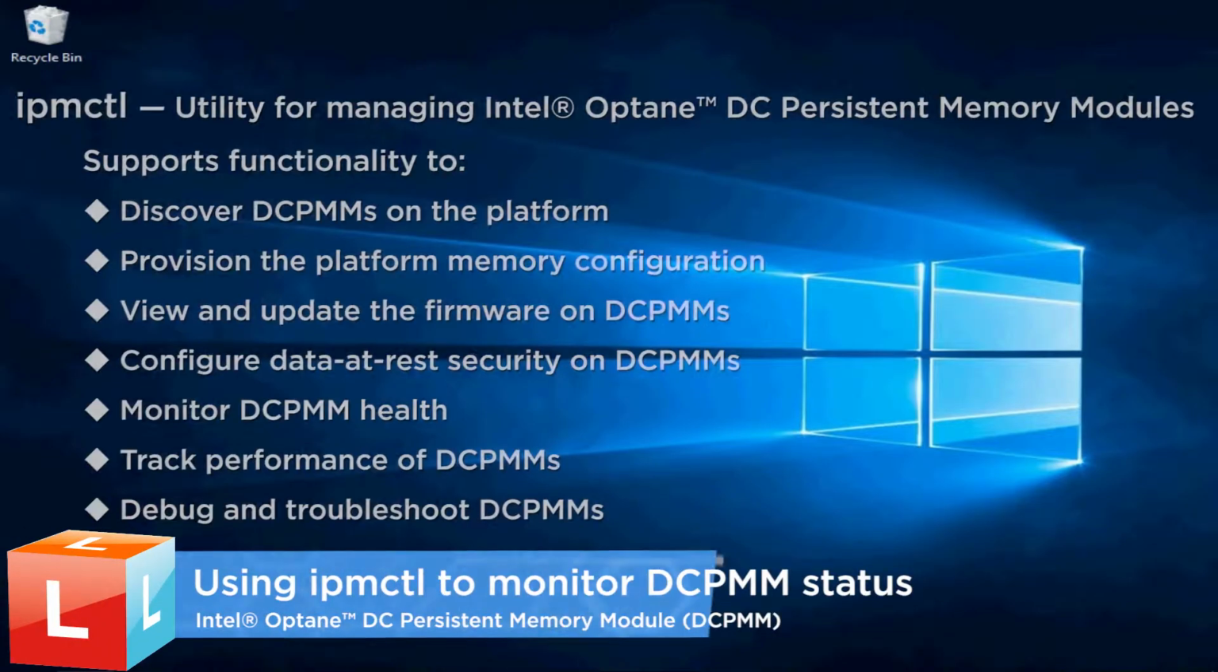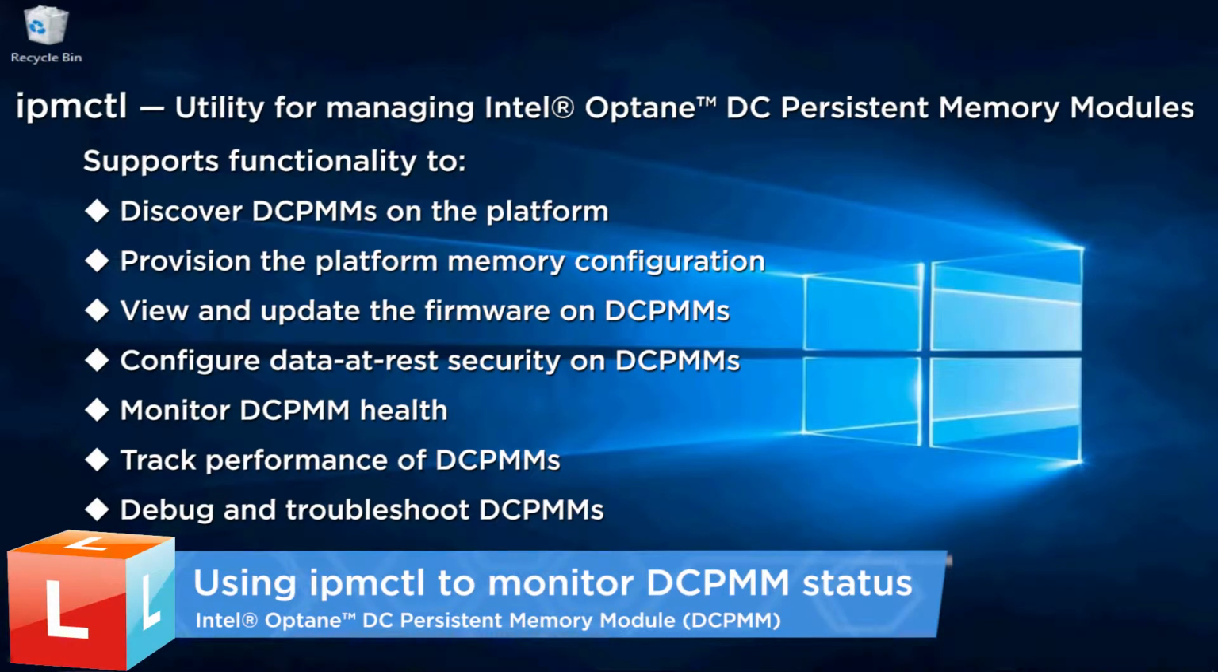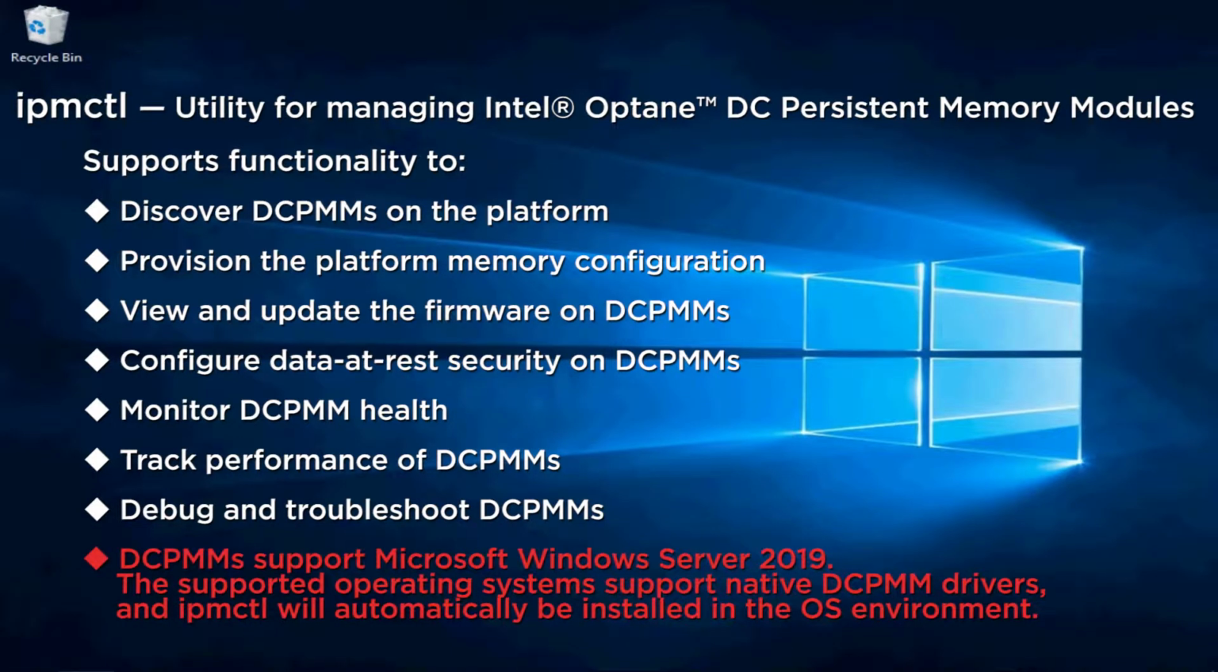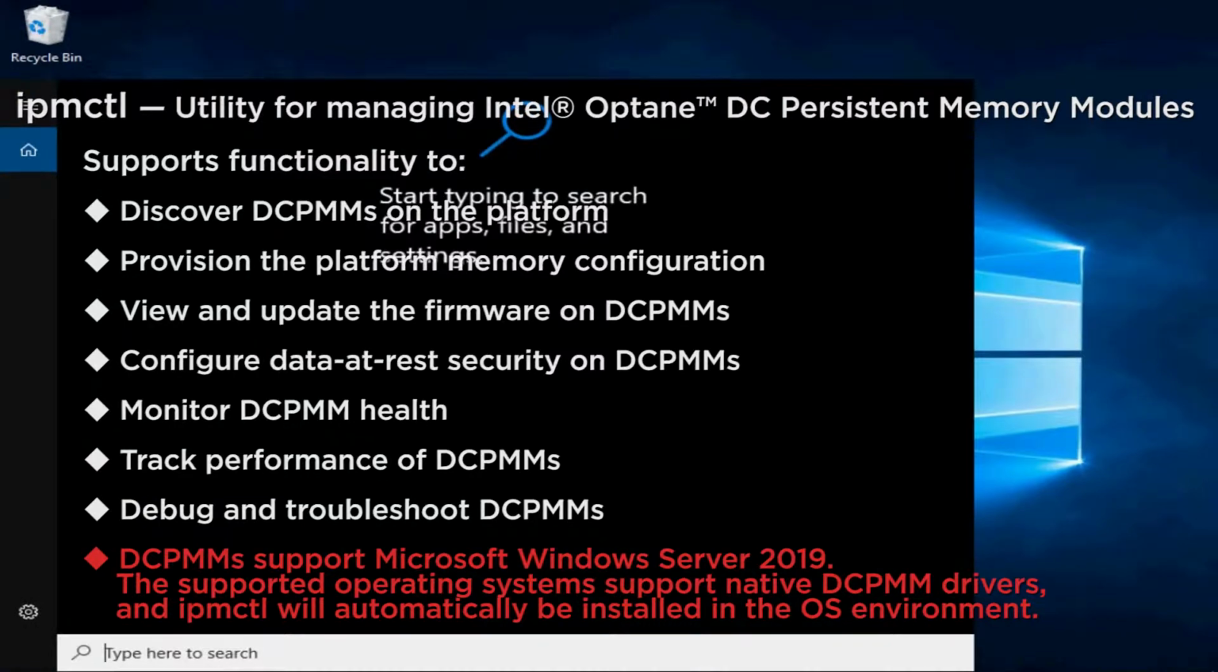This video introduces the procedure used to run ipmctl commands to monitor DCPMM status. ipmctl is a command line interface utility for configuring and managing DCPMMs. Users can run ipmctl commands through a command prompt or PowerShell.